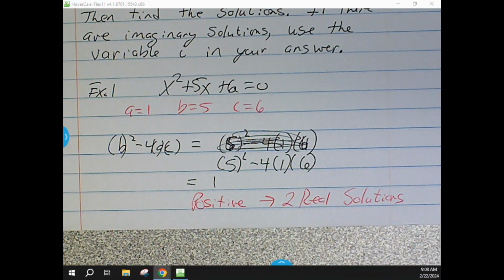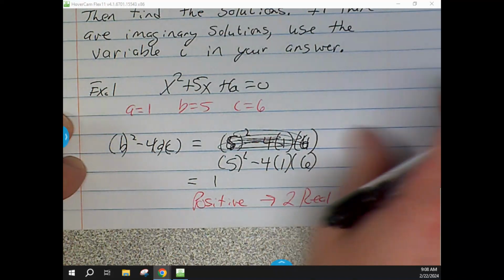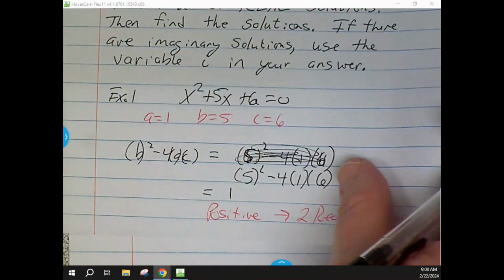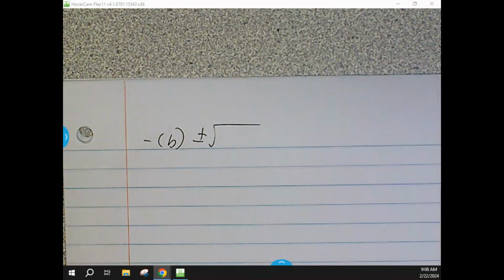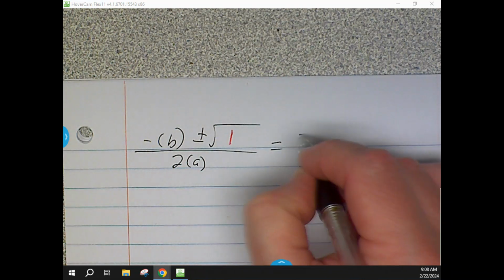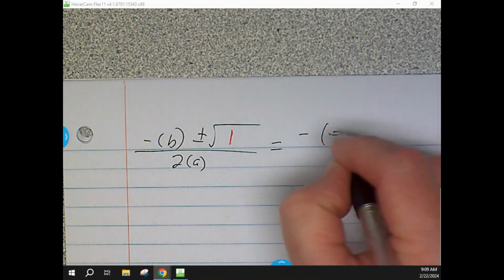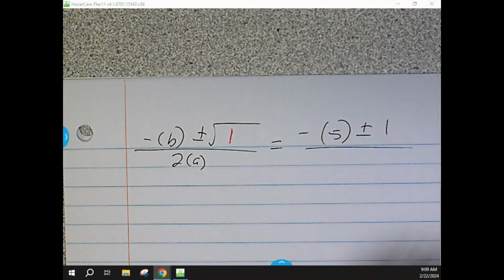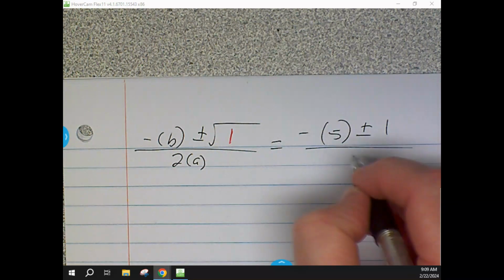Okay, so we know we're looking for 2 solutions. Now we're going to figure out what those 2 solutions are, and that's where we get to use the formula. Now here's the good thing with this one. When we use our formula, when we've got the negative b plus or minus the square root of, we know that this b squared minus 4ac is 1. That answer will go inside here. It's the square root of 1 over 2 times a. So it's the negative of b, which was 5, plus or minus the square root of 1, which is just 1, over 2 times 1, which is just 2.